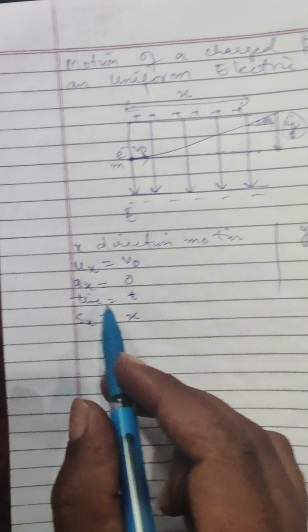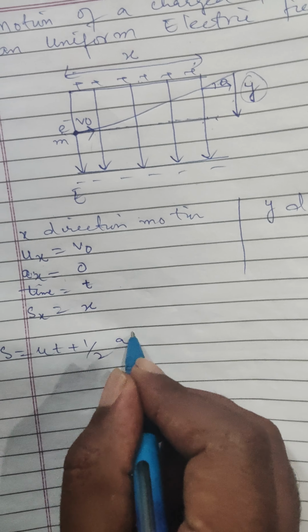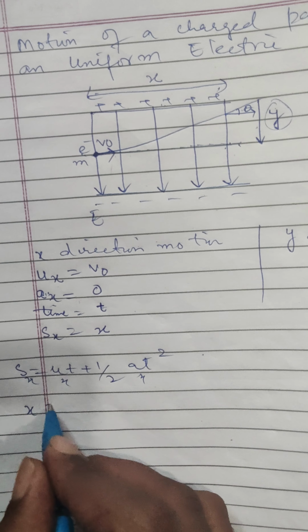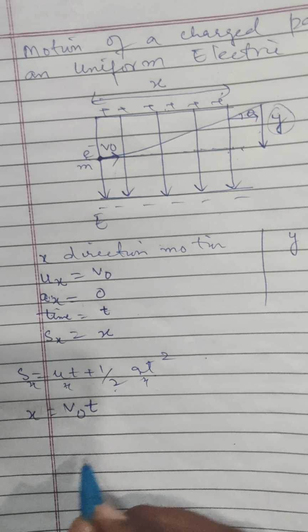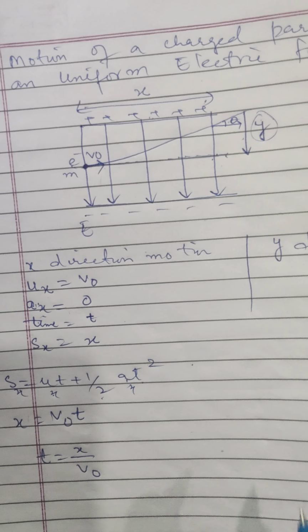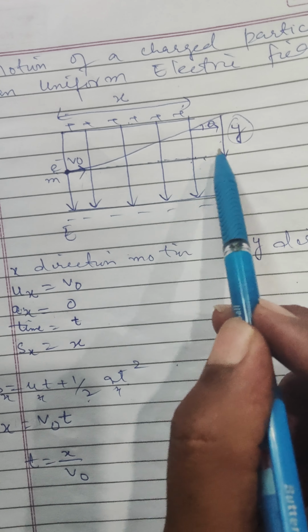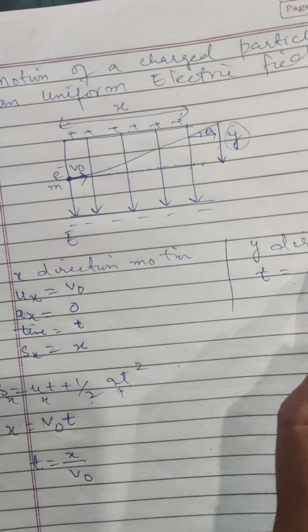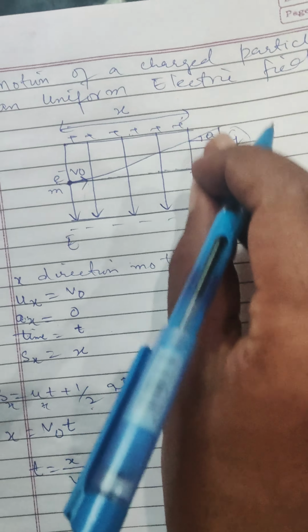Since it is a case of constant acceleration, we can apply S is equal to ut plus half at square. So displacement in x is x, initial velocity is v0, acceleration is 0, so this term is 0, so it is v0 t. Time here is x upon v0. So in the time t, it reaches from here to here in the x-axis direction, and in the same time it shows the deflection. So time for y direction motion is also x upon v0. Displacement in y direction is y, the deflection.